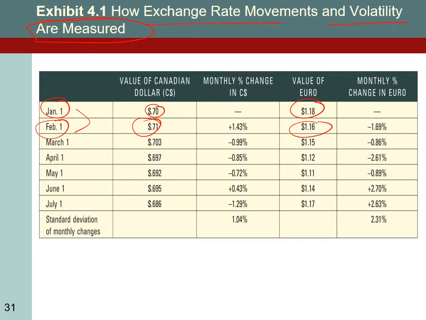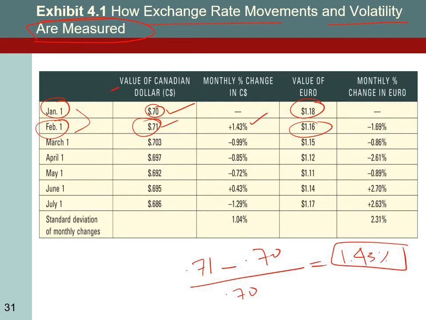Let's talk about this. Here, this is the value of the Canadian dollar. So what is the formula for depreciation or appreciation? New spot rate, which is 0.71, minus old spot rate 0.70, divided by old spot rate 0.70. The answer should be 1.43%. Here we go.